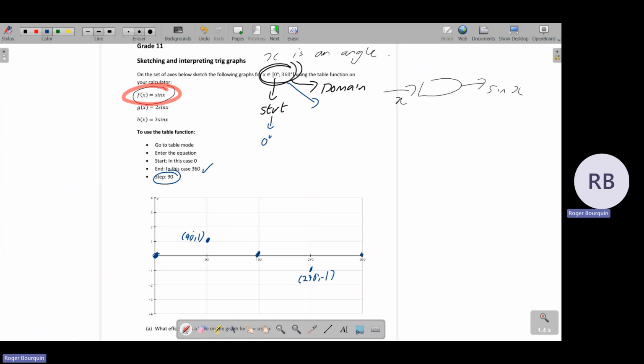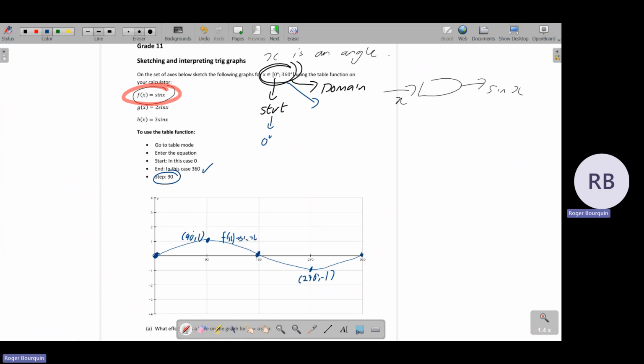When you join it up, if you join up with the ruler, I'm taking off a mark. It flattens out towards the top, and flattens out down here. And there's my graph. So this is the graph of f of x is equal to sine x.